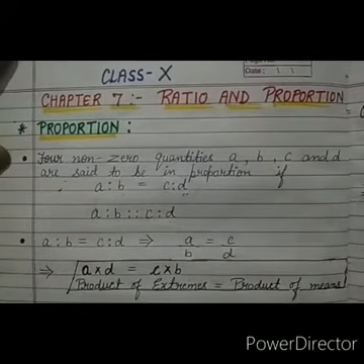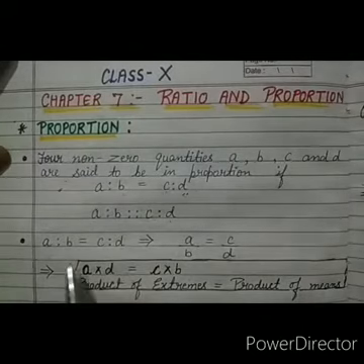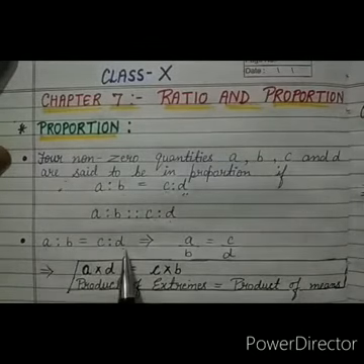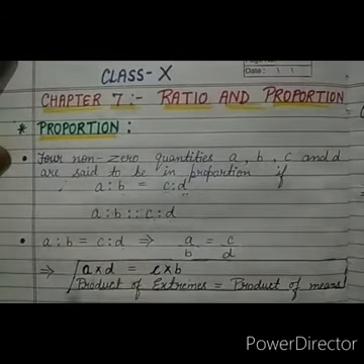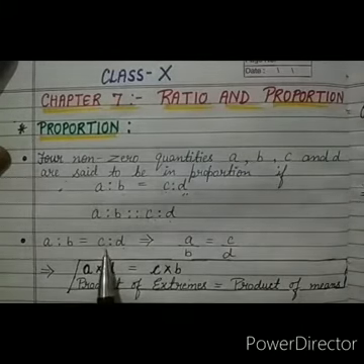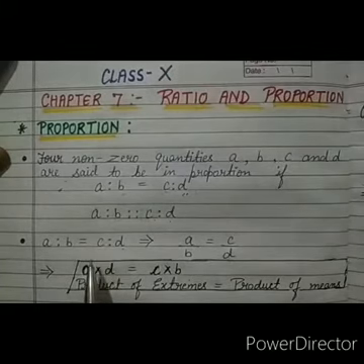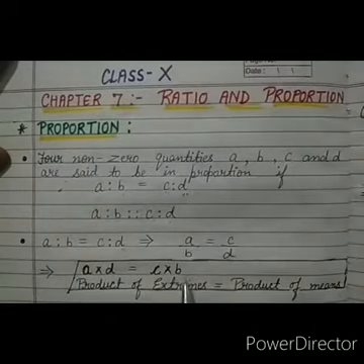Now we have another formula. When four quantities are in proportion, then we can write A is to B is equal to C is to D, where the first and fourth terms are known as extremes or the end terms, and B and C are known as means or middle terms. Then we have the formula: product of extremes is equal to product of means. A into D is equal to C into B.